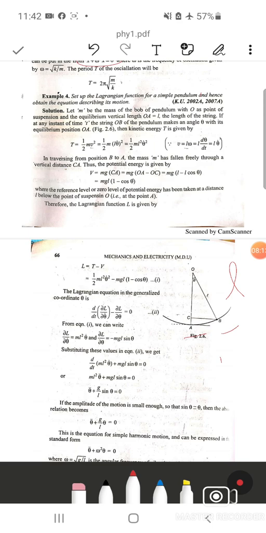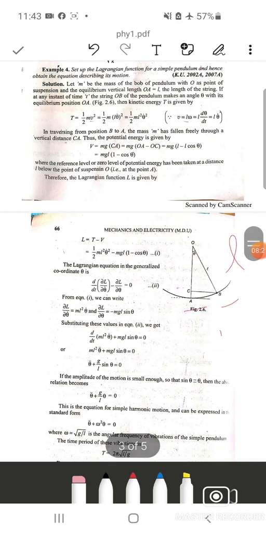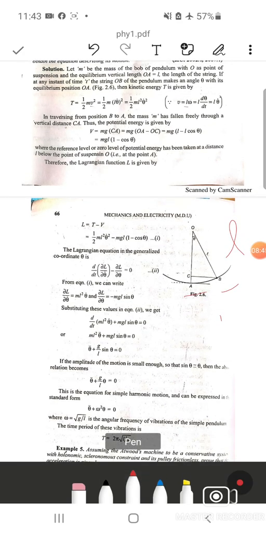If at an instant t the string OB of the pendulum makes an angle theta with its equilibrium position OA, then kinetic energy is equal to half mv square. As we know, V is equal to R omega, and here R is equal to L, and omega is equal to the first time derivative of the angular displacement, and angular displacement here is theta. So L theta dot, where theta dot represents the angular velocity, then linear velocity will be equal to L theta dot. So V square will be equal to L square theta dot square. This is the kinetic energy of the pendulum.